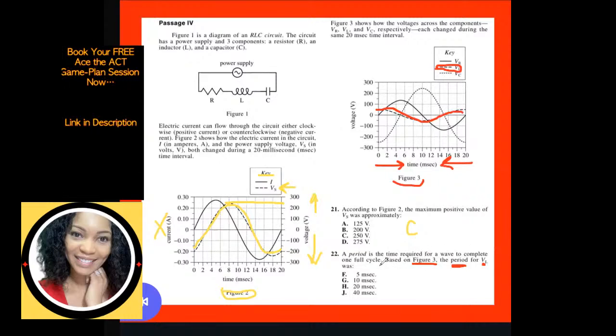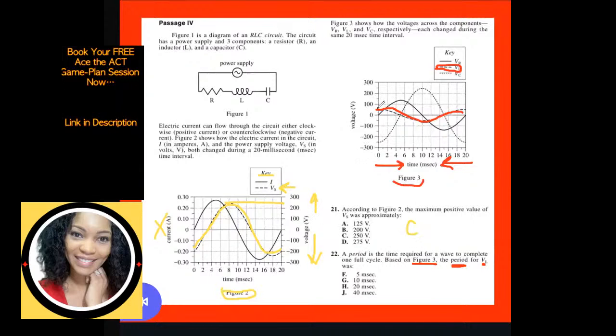What are we looking for again? One more time. A period is the time required for a wave to complete one full cycle. Based on figure 3, the period to complete one full cycle means you're starting at a point and you go through however many highs and lows you need to go through and then get back to your starting point. How long does it take to go one period, from the starting point back around to the beginning of the cycle? That's what it's saying.